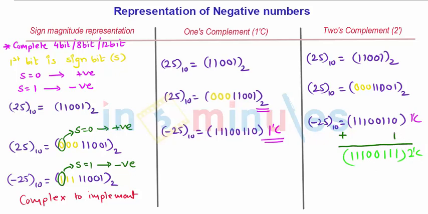That is all about the representation of negative numbers, and you strictly need to write here 2's complement, because the user should know which complement method you are using to represent the negative number. So that's all about representing the negative numbers.